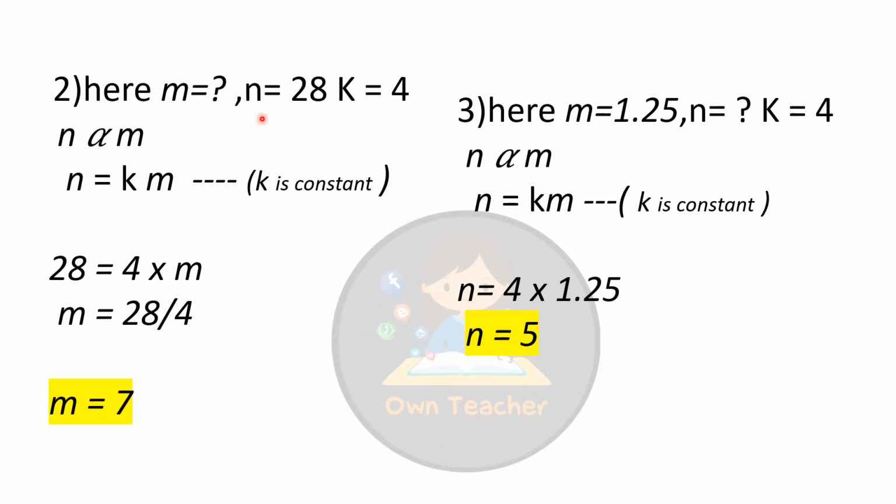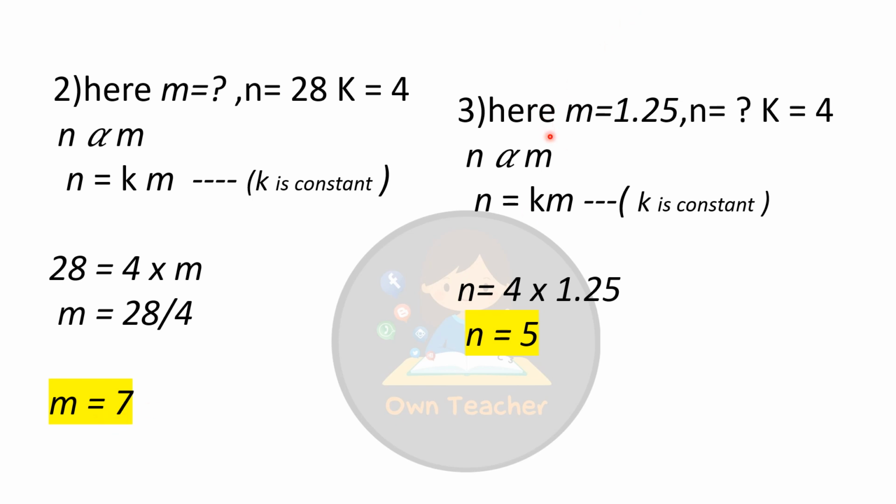Here n is equal to 28 and k is equal to 4. So we have to find out the value of m. We know n is directly proportional to m. n is equal to km. We know the value of n is 28 and value of k is 4. So 28 is equal to 4 into m. So m is equal to 28 divided by 4. So m is equal to 7. 4 7s are 28. That's why m is equal to 7.